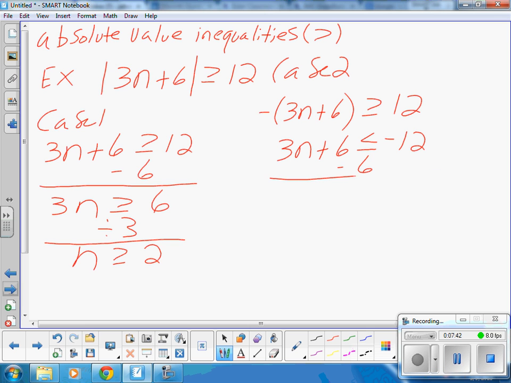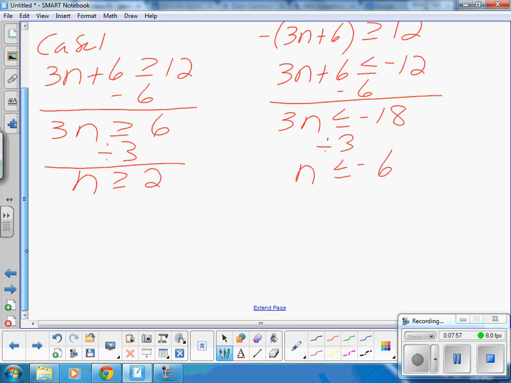Subtract 6, 3n less than or equal to a negative 18. Divide by 3, and we have n is less than or equal to a negative 6. So those are my 2 scenarios.